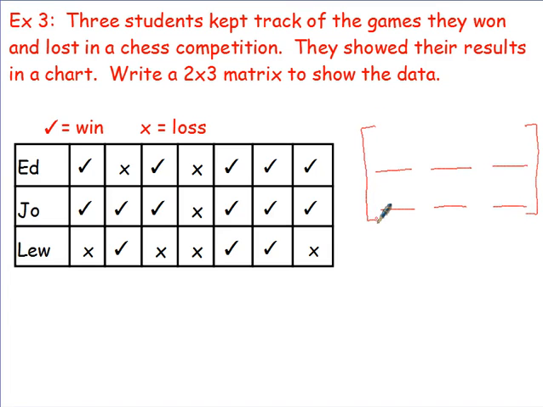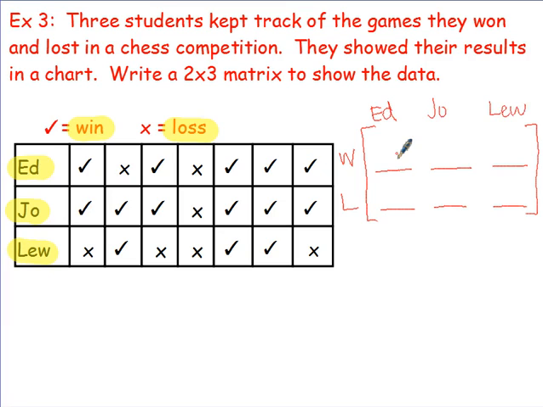Now, when you are taking data and putting it into a matrix, labels are important. So here's our options. We have 3 names that we are going to label, Ed, Joe, and Lou, and we have win and loss. So hopefully you're thinking right now, well, there's only 2 options here, and there are 3 options here. This is going to be your wins and your losses. This is going to be Ed, Joe, and Lou.